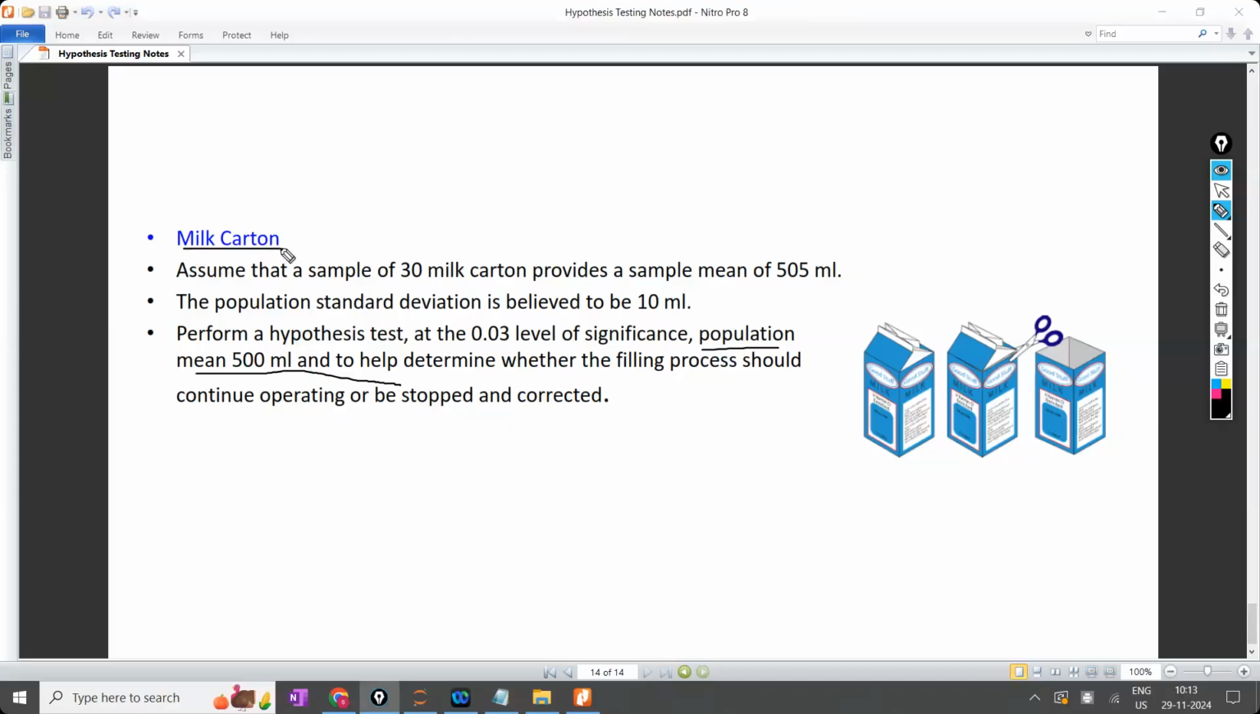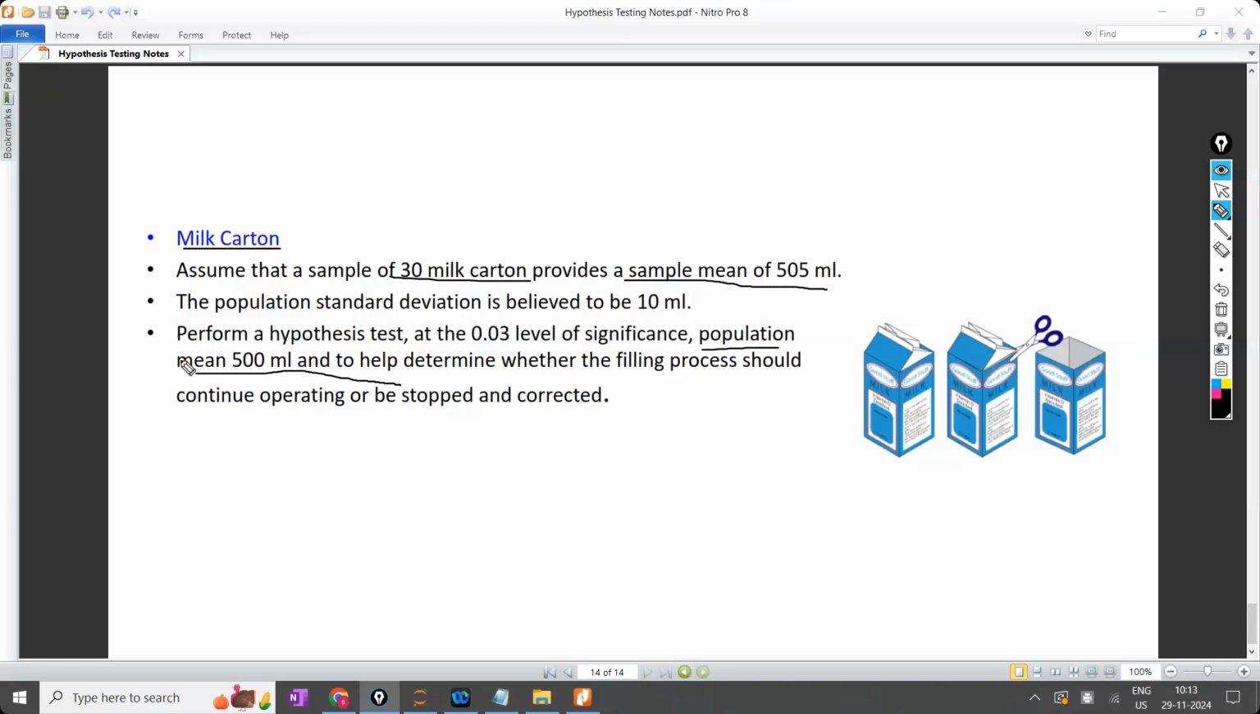Now see here. Milk carton means milk packets. Assume there is a sample of 30 milk cartons, meaning 30 packets they have taken, and in the 30 packets they have checked the ml. In each packet they have checked how much milk is there, and the average is 505. That is the sample they have collected; in that sample, the average is 505. The population standard deviation is 10 ml.